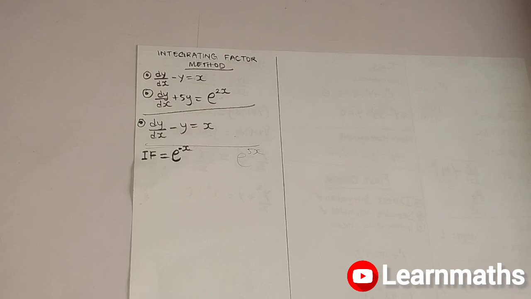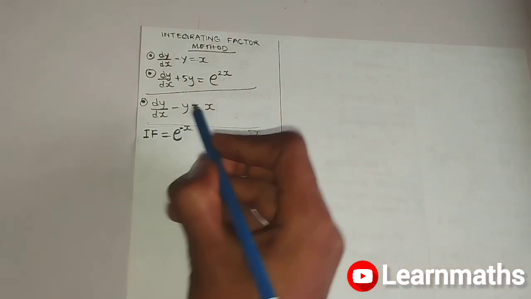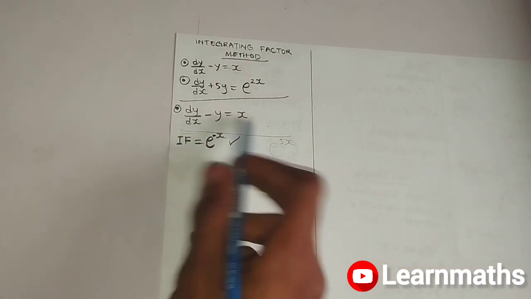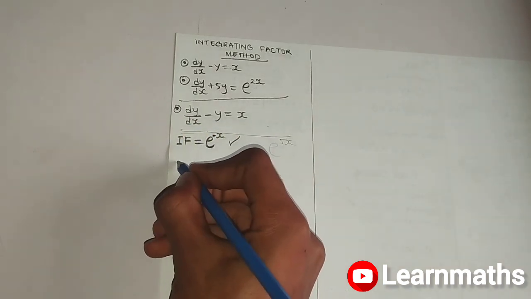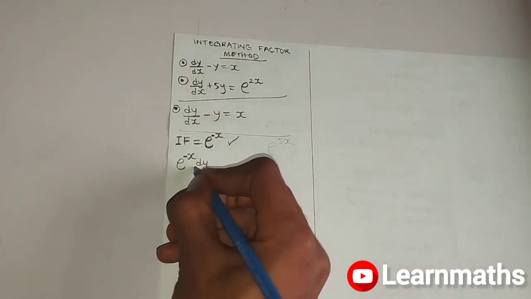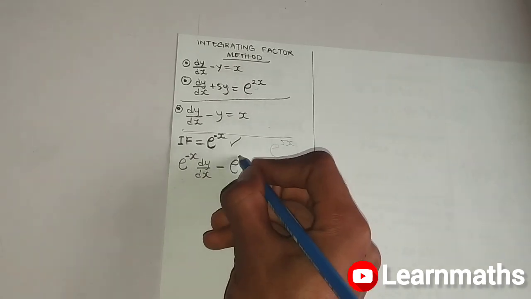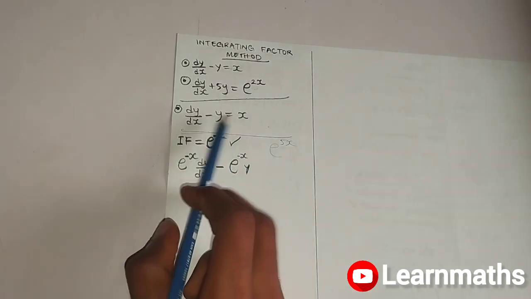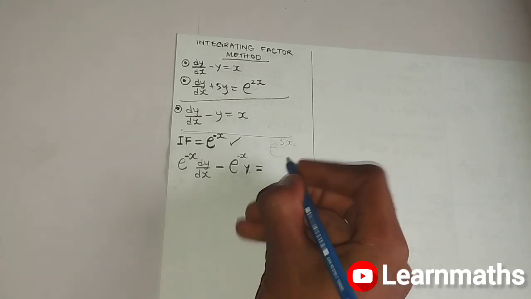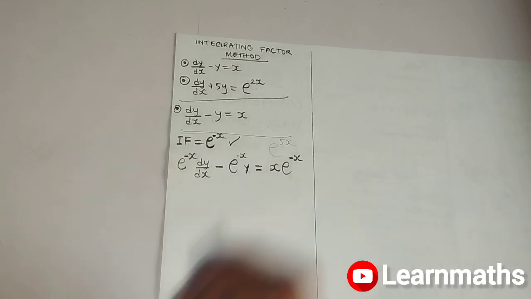What do we do with it? This is what we do. You first find your integrating factor, then you multiply the equation with it. So I'm going to multiply through this equation with my integrating factor. This is going to be e to the negative x multiplying the y dx, and this is going to be negative e to the x multiplying y. That's the second term, negative y multiplied by the integrating factor. And this is going to be equal to x multiplying e to the negative x.